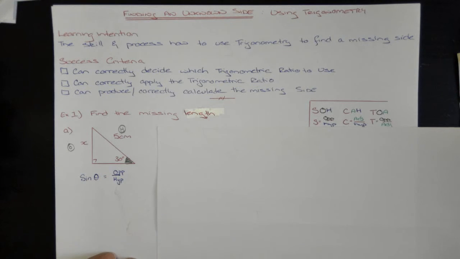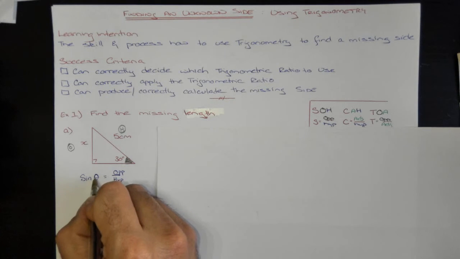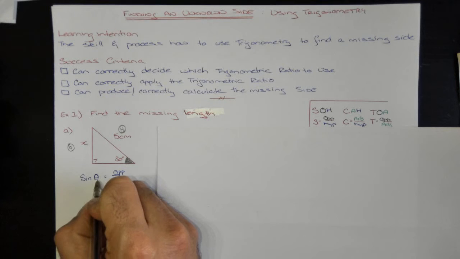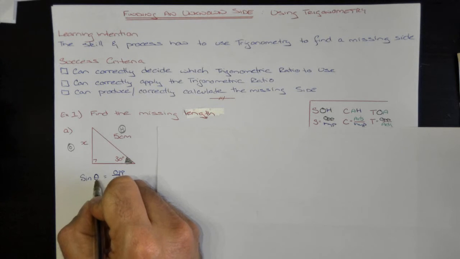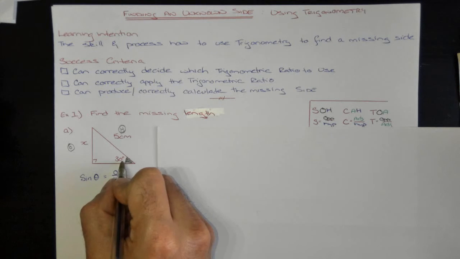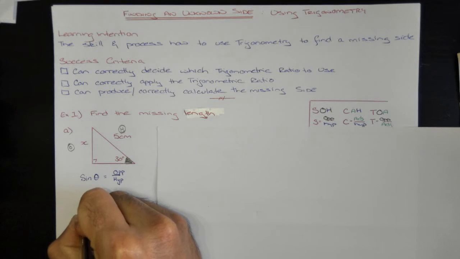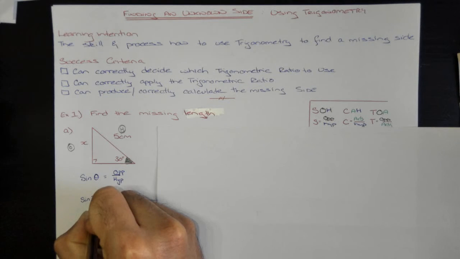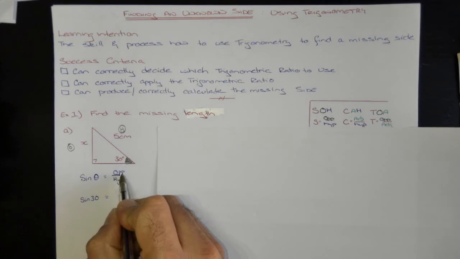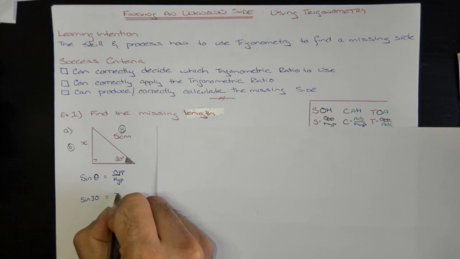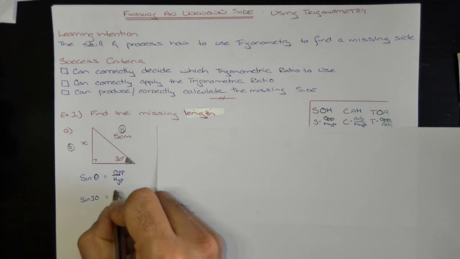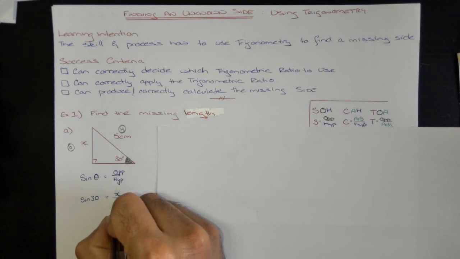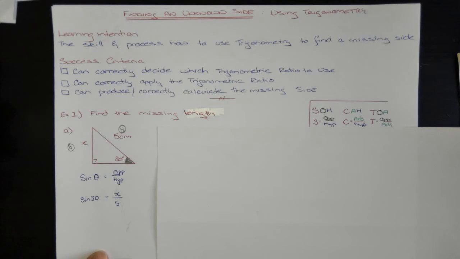Okay, so now I'm going to just plug in what I do know. I know what this theta is, a Greek letter that we usually use to mean angle in mathematics. It's 30 degrees. So I'm going to write sine 30. My opposite is my letter X, and my hypotenuse is 5. And all of a sudden now we have this algebraic expression.